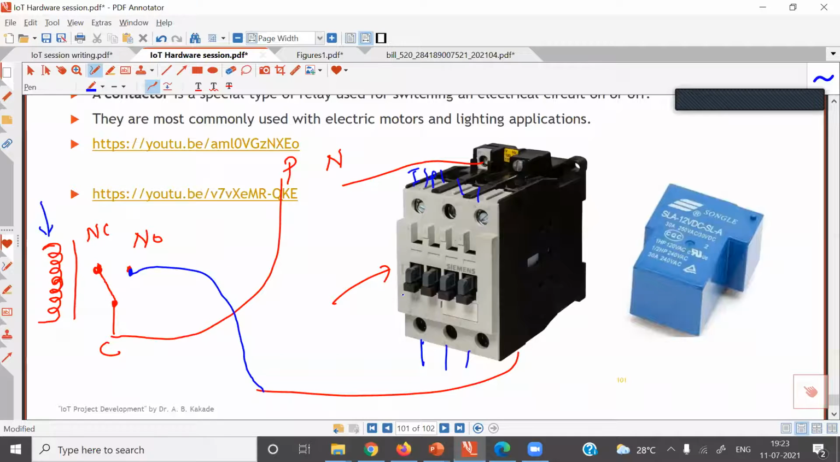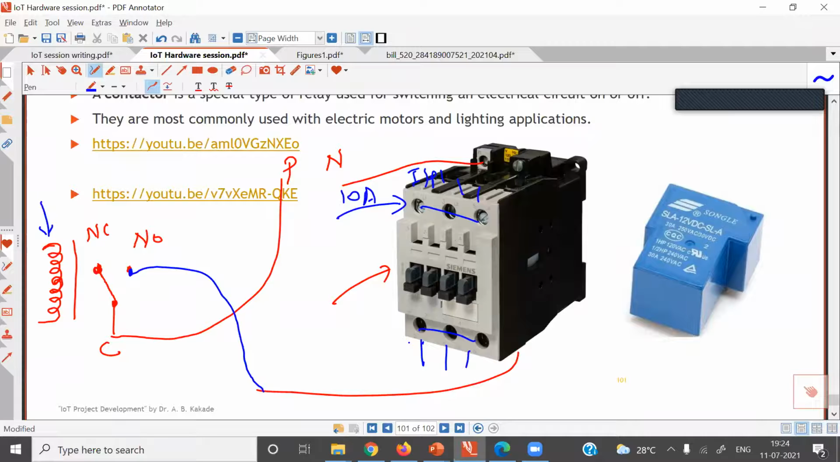What you can do is, if you short circuit the three input pins and if you short circuit the three output pins, your current rating gets increased by a factor of 3. So for example, if the rating of a single contact is 10 ampere, when you short circuit three input contacts, the current rating will become 30 ampere. This you can do for controlling a single phase load.